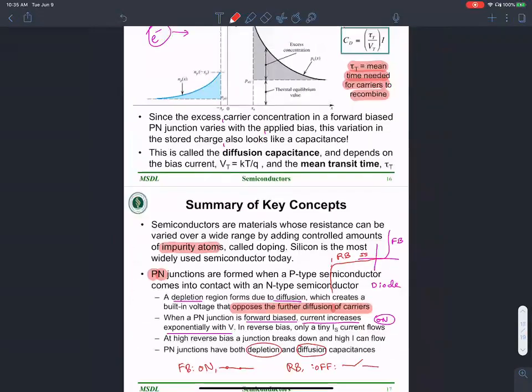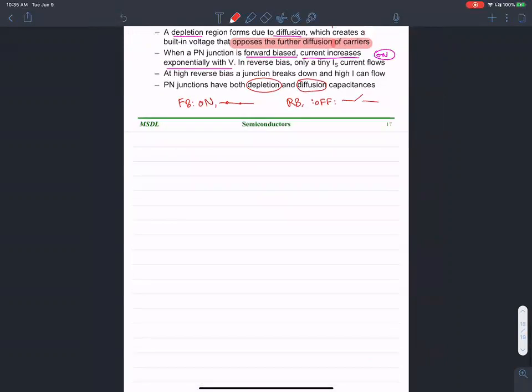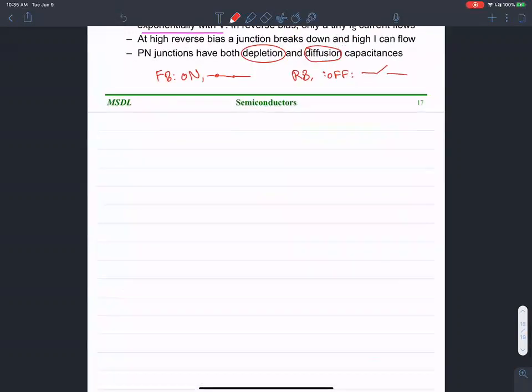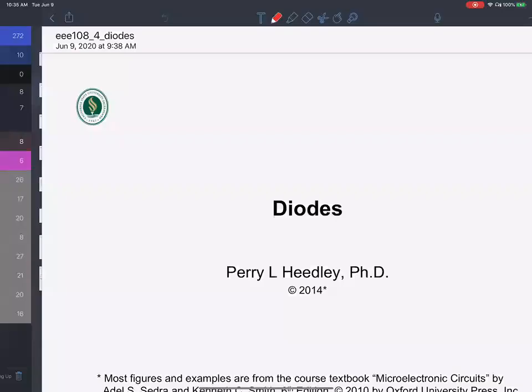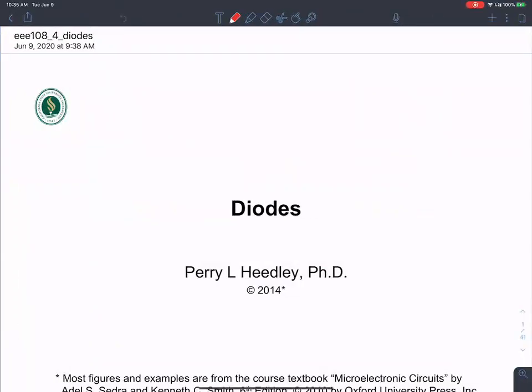So that's the idea of diodes. Forward bias, the diode is on. Reverse bias, the diode is off. Okay, so we'll stop there. That's chapter number 3 for you. We'll take up this chapter of diodes now. We'll explore this chapter of diodes a bit more.